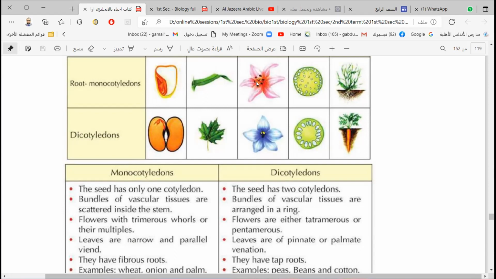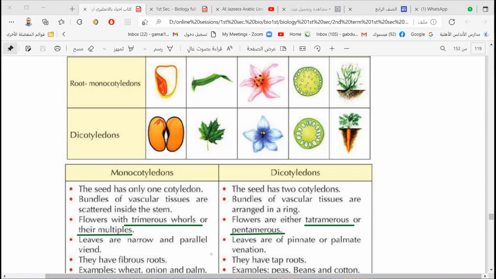And here the number of petals in the flower is 3 and its multiplication. It is called trimerous. They have trimerous flowers, and their multiplication, yani 3 or 6 or 9 and so on. But in dicotyledon, they are tetramerous or pentamerous. They are 4 or 5 and their multiplication.